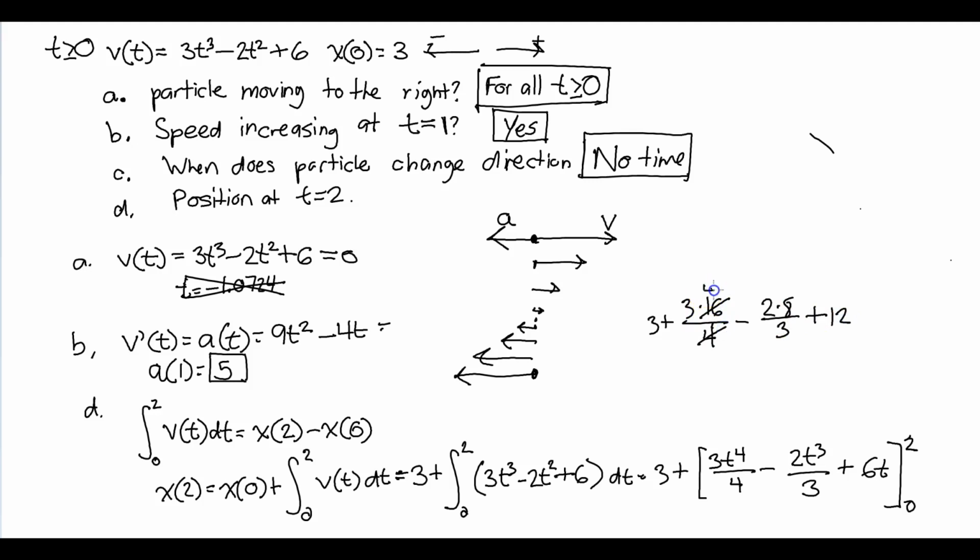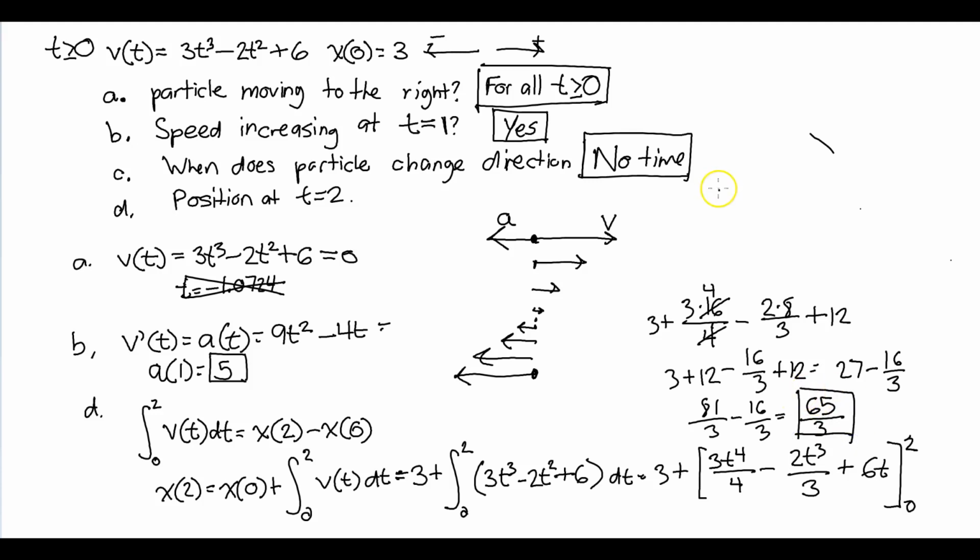So this cancels. We have 3 plus 12 minus 16 over 3 plus 12. So we have 27 minus 16 over 3. That's 81 over 3 minus 16 over 3, which becomes 65 over 3. So we get that the position at time t equals 2 equals exactly 65 over 3 at that instant. And we're done.